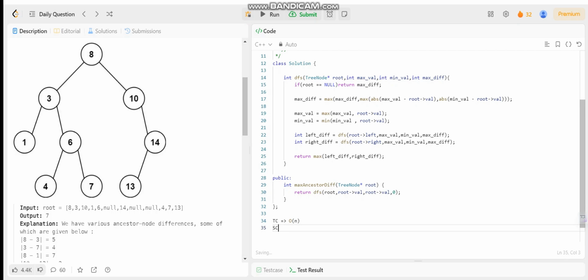And let us talk about space. Coming to normal space, we do not take anything, right? We just maintain left difference, right difference, and all. So we do not create any extra variables. But coming to recursion stack space, we store the values returned by all the nodes. So recursion stack space will be order of n. So this is the solution.